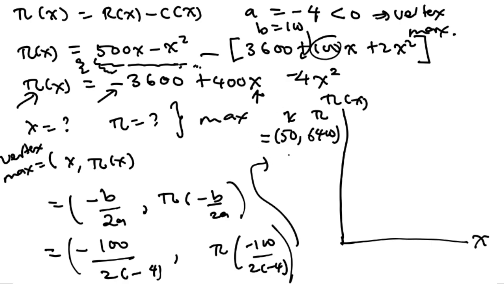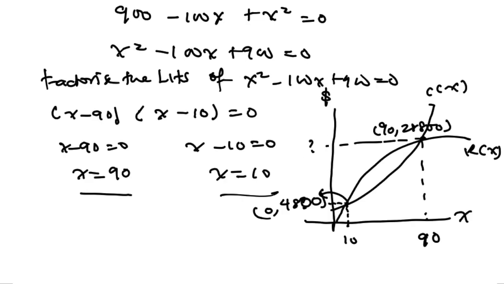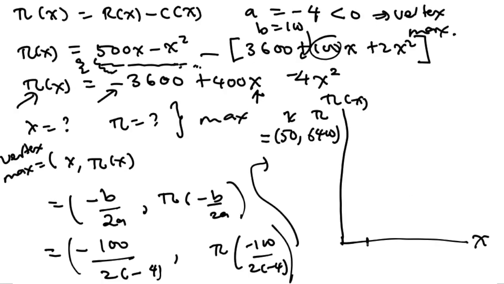So this is the vertex, and that means it is the maximum point. So you know from the previous exercise that x is 90 and x is 10 when it is break even. So you have (90, 0) and (10, 0), isn't it? Break even means the profit is 0. So that means here we already found 1 here at 10 and 1 here at 90, 2 points as break even.